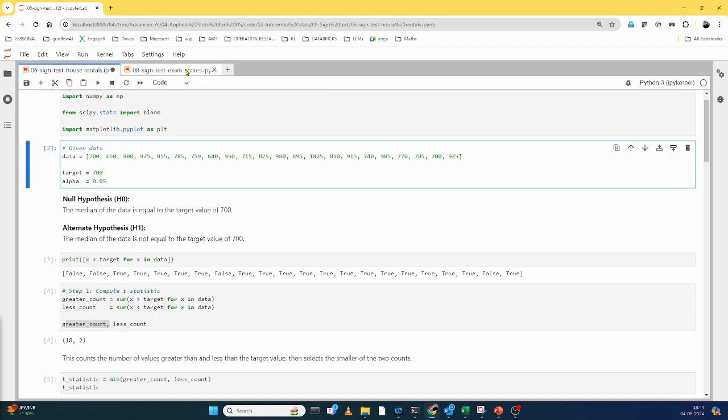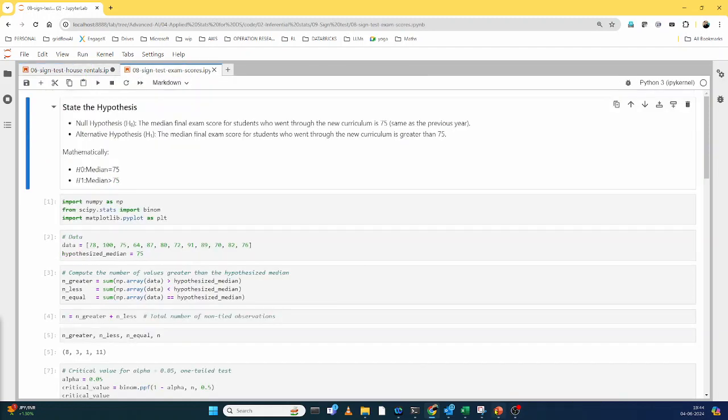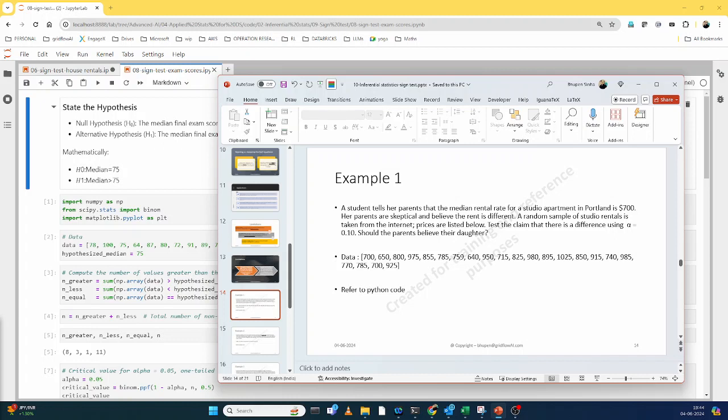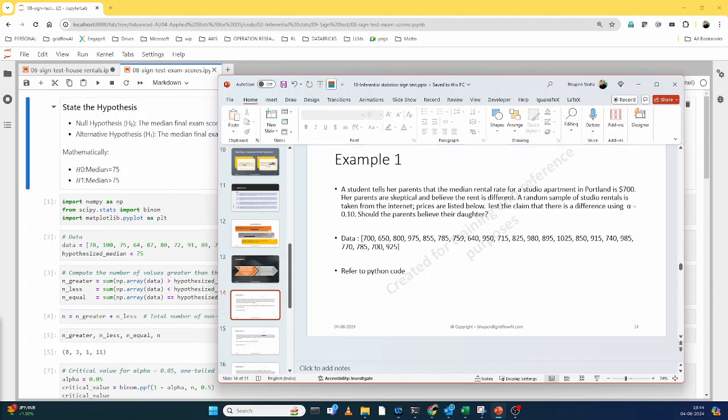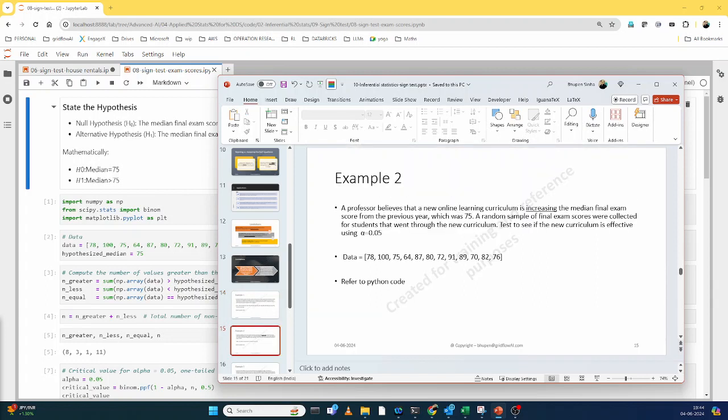Let's look at another example. And that example is in the second slide here. And let me read out the problem statement. So here we're talking about a professor who believes that a new online teaching method is actually helping increase the median score. So now it's about finding out if the new teaching method is indeed improving the performance of the students.